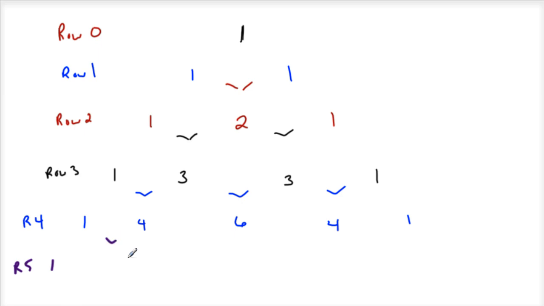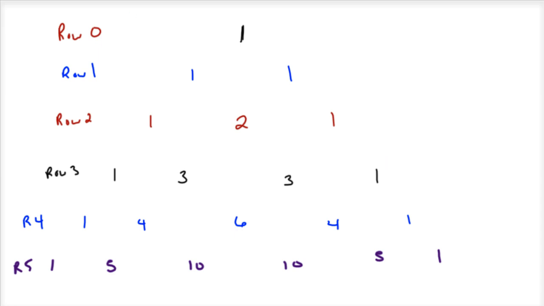1 on the outside. 4 plus 1 is 5. 4 plus 6 is 10. 6 plus 4 is 10. 4 plus 1 is 5. And then 1 on the outside again. Alright, I'm going to erase all these little marks here. This Pascal's triangle will go on forever.